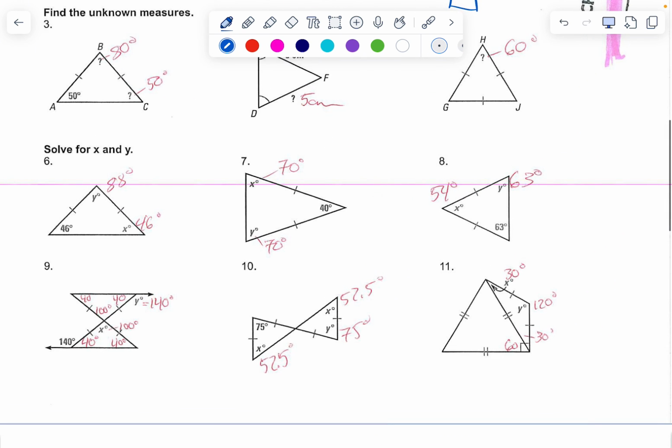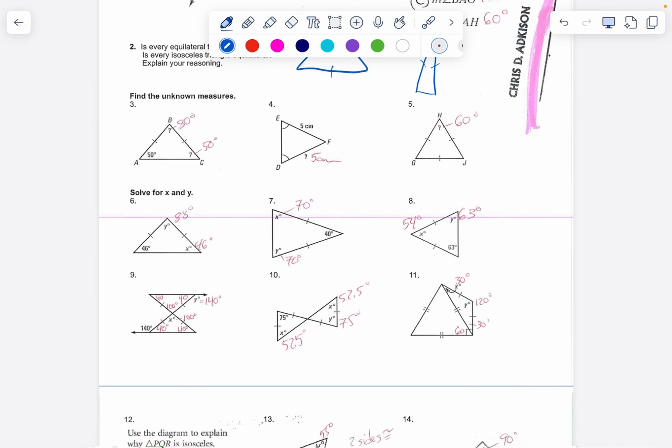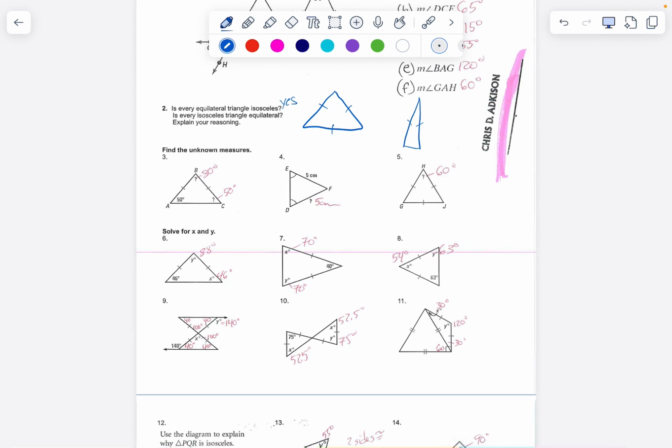So no questions on that? Okay, give me a fist of 5 on isosceles and equilateral solving, please. Probably a high 3 to roughly 4 average.